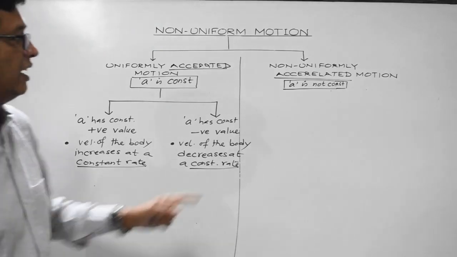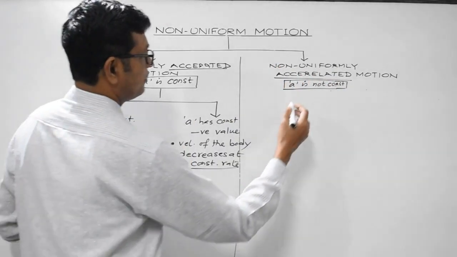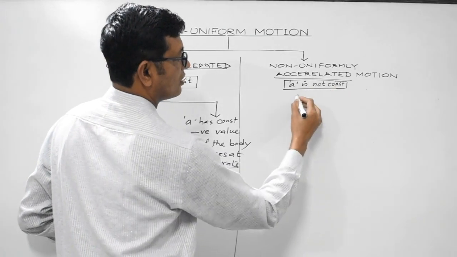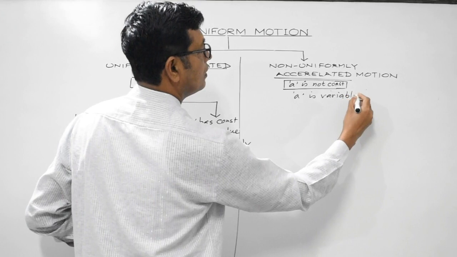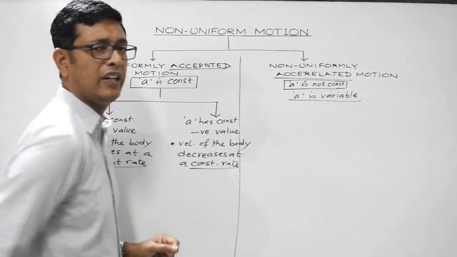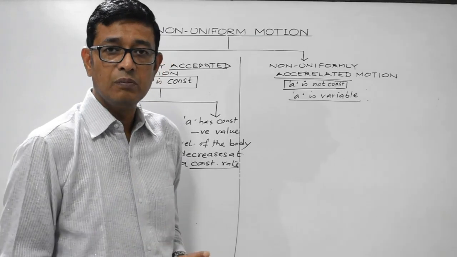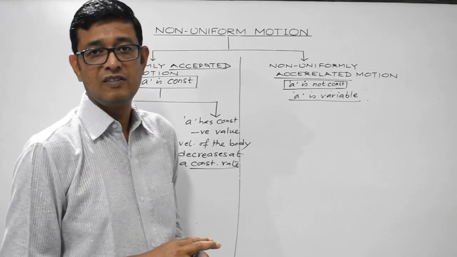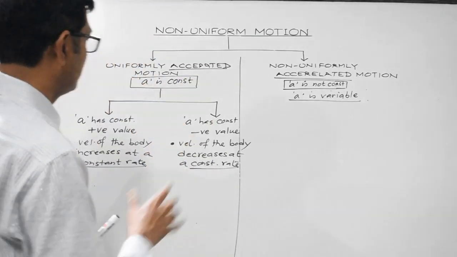While on the other hand, non-uniformly accelerated motion. Here, A is not constant, that is, A is variable. A is variable means the body is changing its velocity, but not at a constant rate. I'll give you an example.